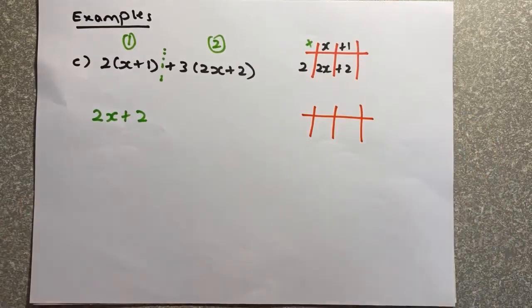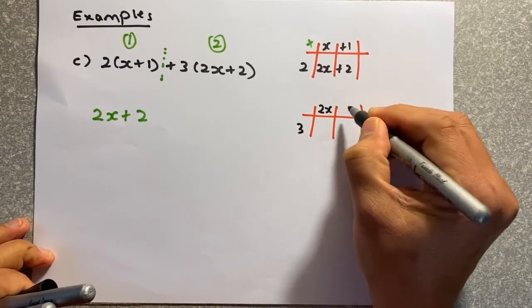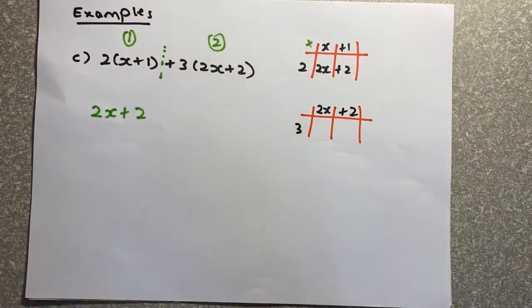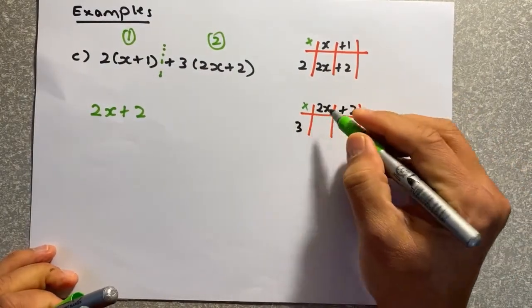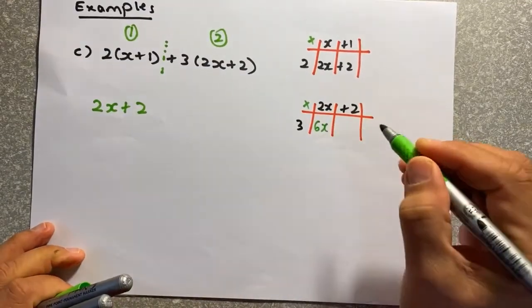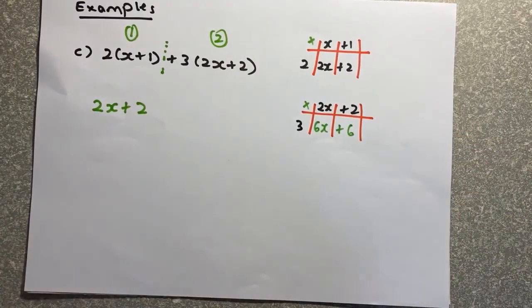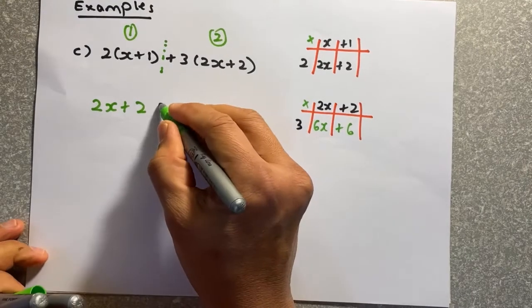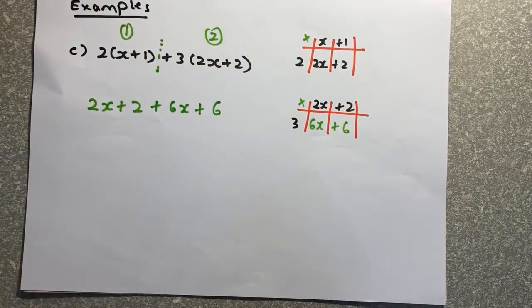And then we're going to put 3, and that will be 2x plus 2. Again, we are going to multiply the numbers in the grid. So 3 multiplied by 2x will give you 6x. And then 2 multiplied by 3 is 6. So the second expression is going to be 6x plus 6.